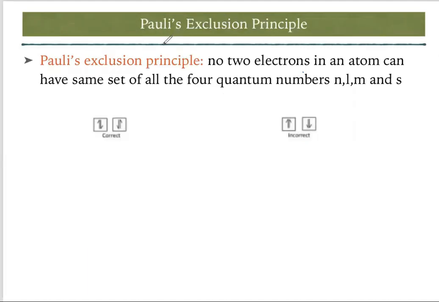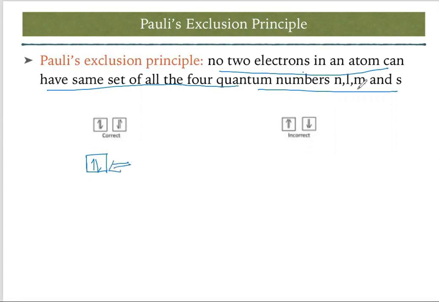Okay, so next we will discuss Pauli's exclusion principle. The statement says that no two electrons in an atom can have the same set of all 4 quantum numbers, that is n, l, m, s. The meaning is, whenever we are filling electrons in an orbital, the 2 electrons that are filled must have different n, l, m, s values. That means this is the possibility of different n, l, m, s values.